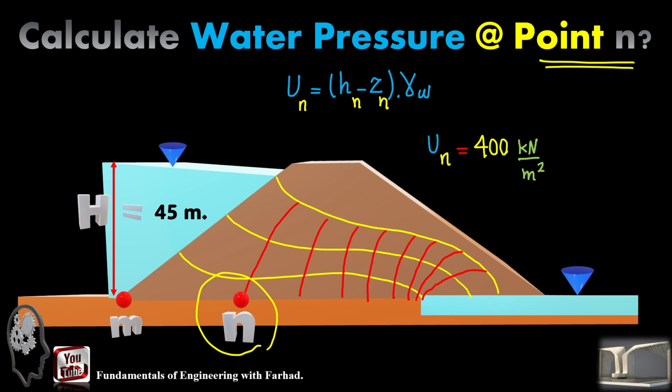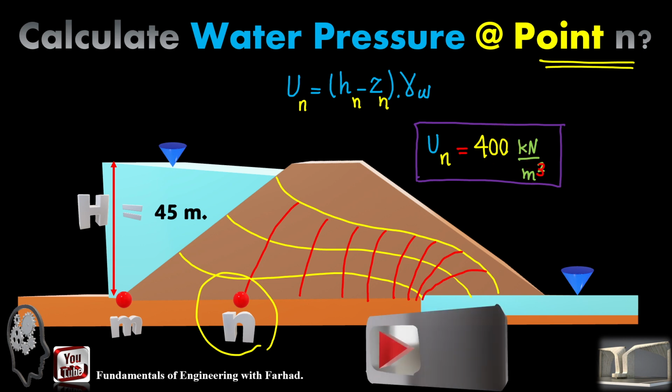So if that's the case, again the unit is kilonewton per meter cubed. We can easily calculate u at point N as 400 kilonewton per meter cubed.